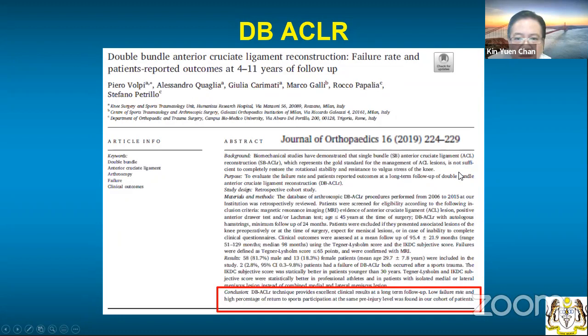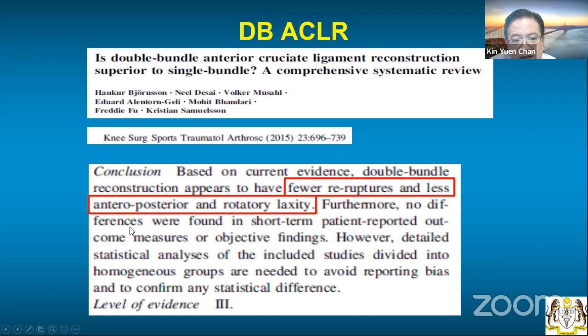And if you look at the 4 to 11 year follow-up, more recently published in 2019 by the Italian group, it shows clinical results over the long term with a low failure rate and a high percentage of return to sports at the pre-injury level in this group of patients. So clinically, it does seem to provide good results. And also there were fewer re-ruptures with less anterior posterior rotatory laxity.